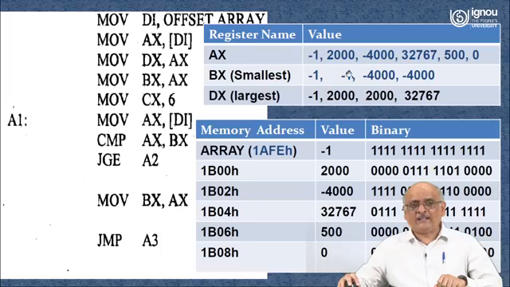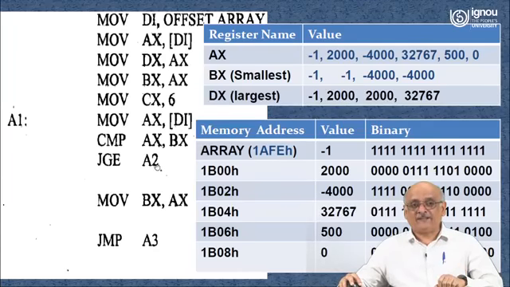Why? It is more than the smallest, but is it the largest? Okay, that is what we need to check. So then we are taking it to another label where we will check whether it is the largest or not. If it is not the largest, we simply ignore it.